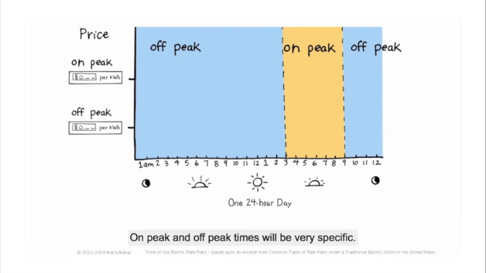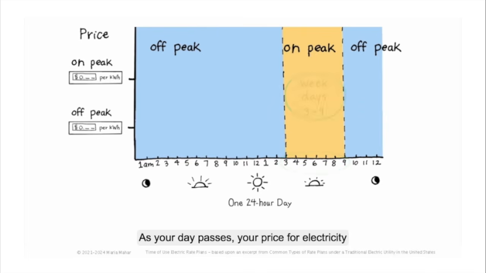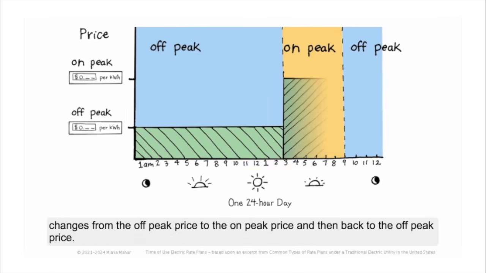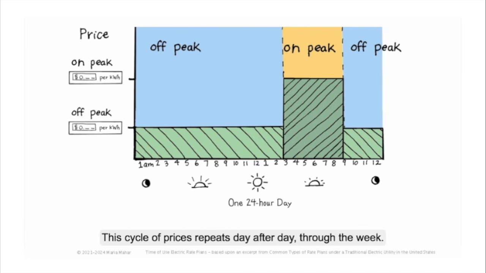On-peak and off-peak times will be very specific. This example shows on-peak hours as 3 to 9 p.m. on weekdays. As your day passes, your price for electricity changes from the off-peak price to the on-peak price and then back to the off-peak price. This cycle of prices repeats day after day through the week.